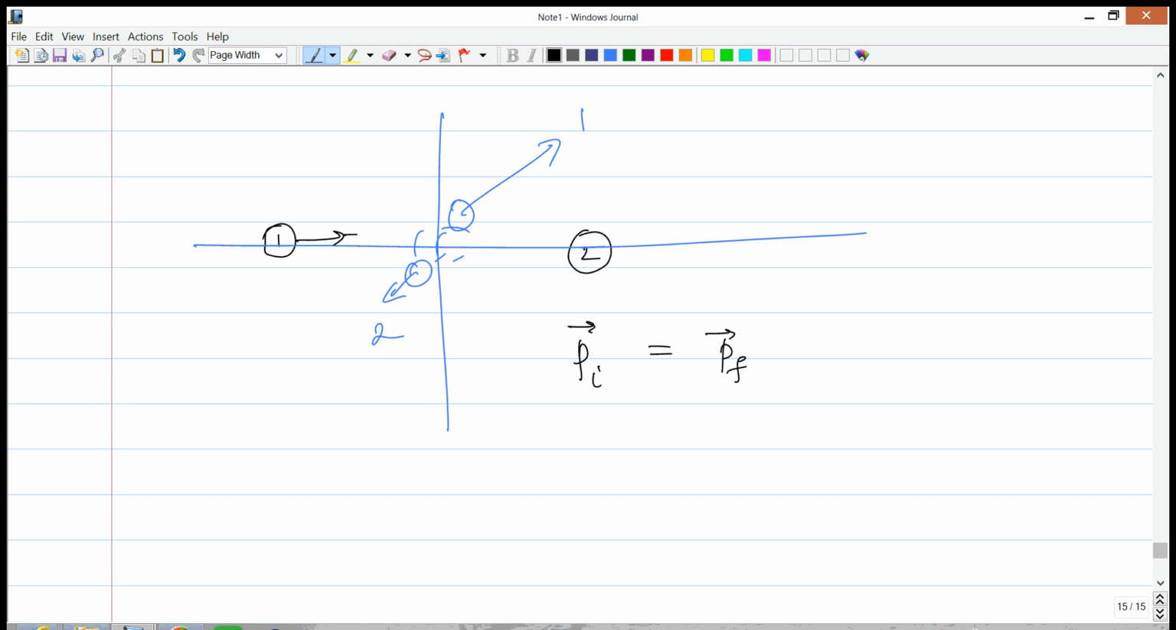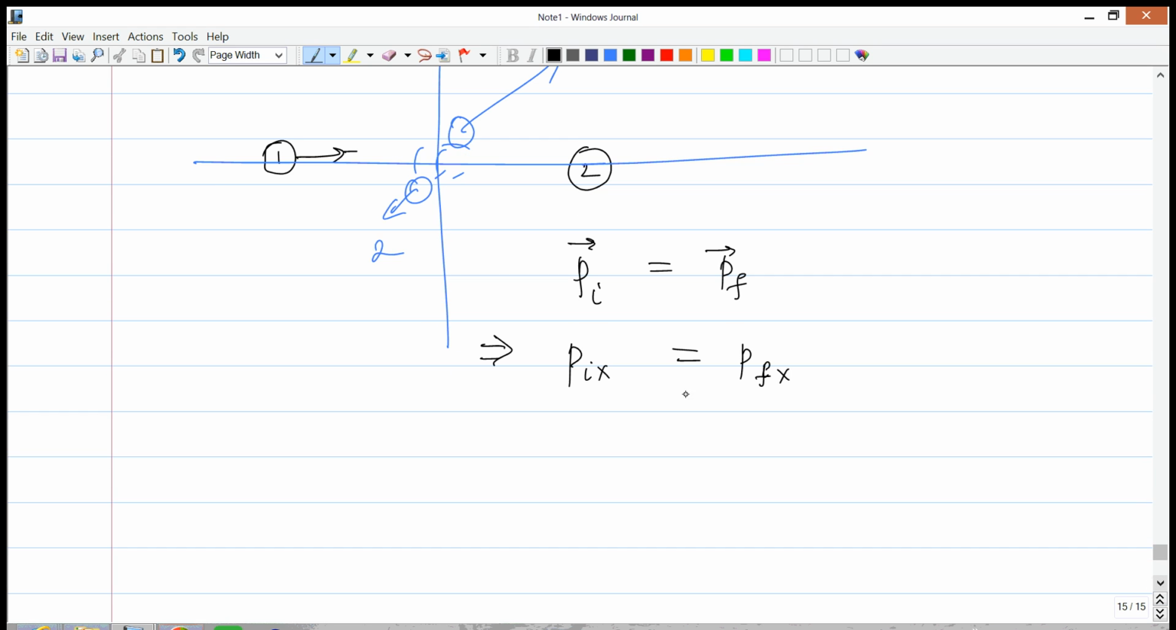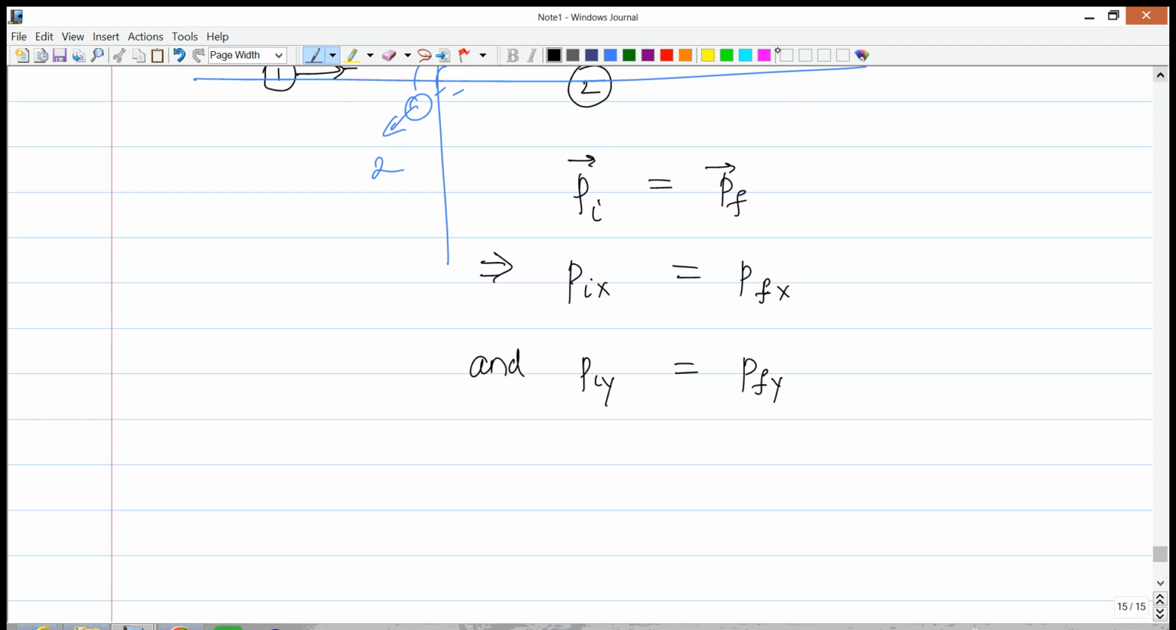Here the vector nature of the momentum becomes extremely important, because things are happening in two dimensions. We'll have to break everything into components and make sure that we conserve the components along the x's and along the y's. This simple statement implies that Pix is equal to Pfx, which means the total initial momentum along the x is equal to the total final momentum along the x, and the total initial momentum along the y is equal to the total final momentum along the y. That's what momentum conservation says.